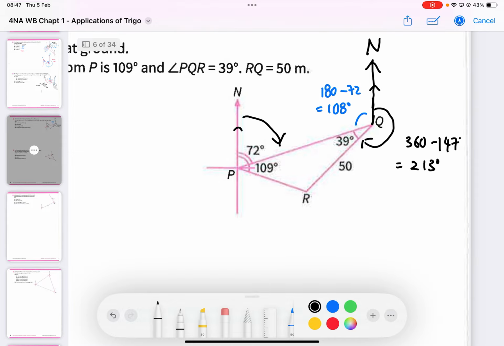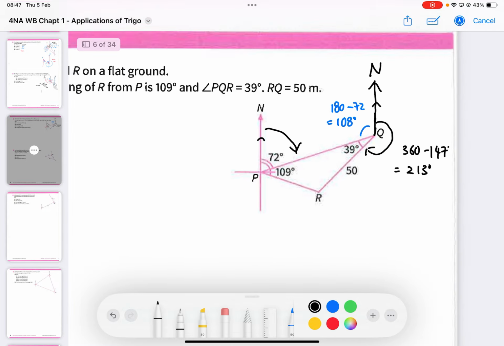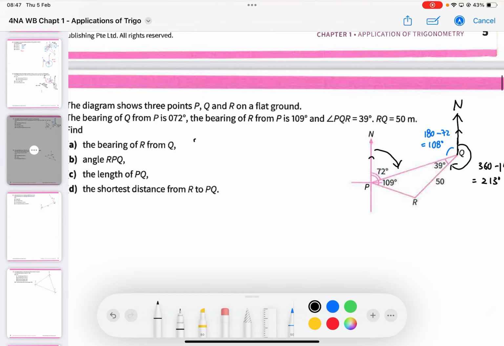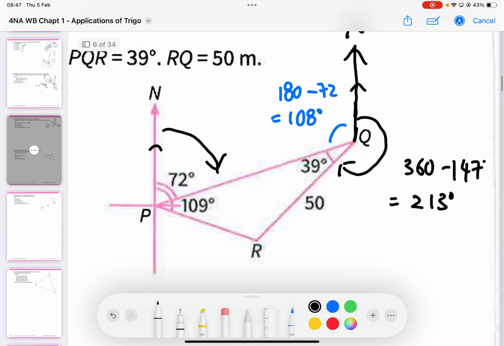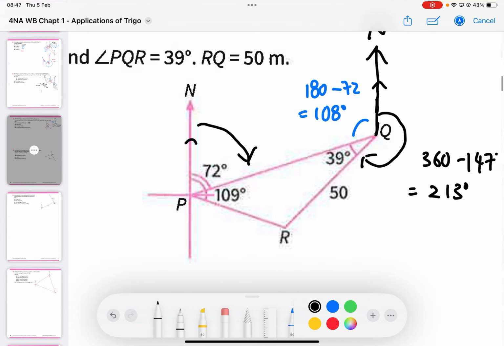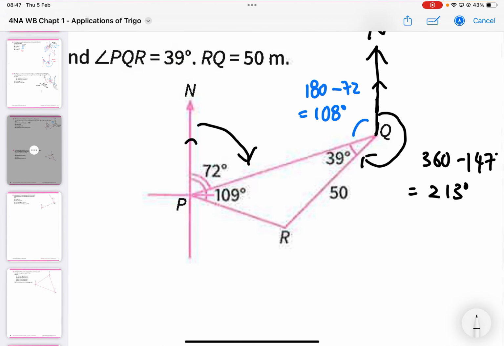Follow? Okay? So it is always using what you know to find what you don't know in mathematics. You know this is your bearing, then you use what you are given to try to figure out.